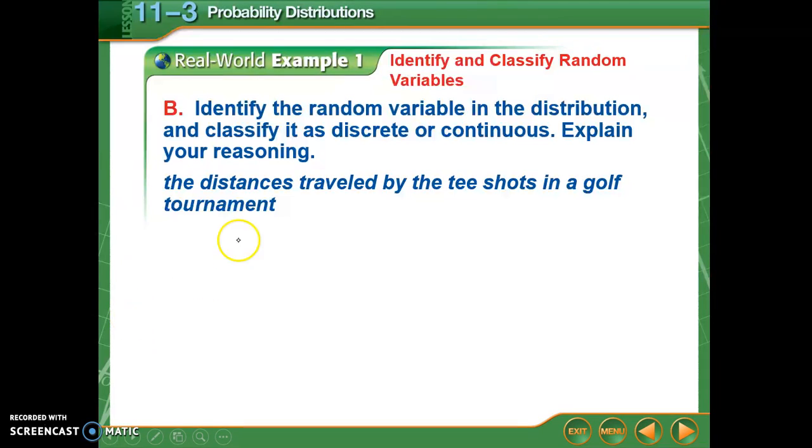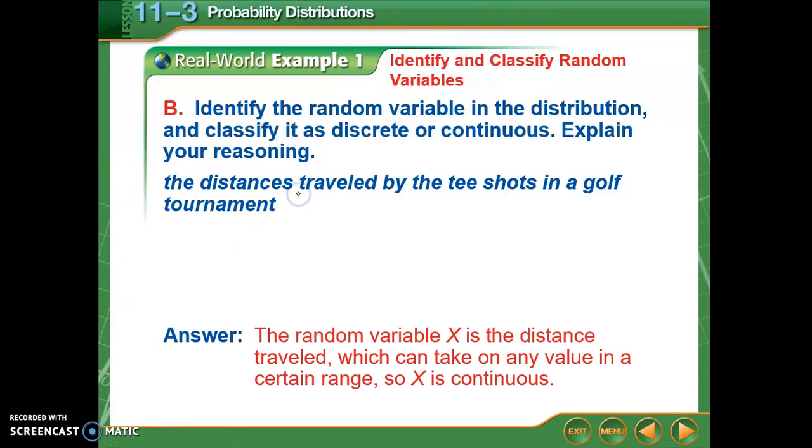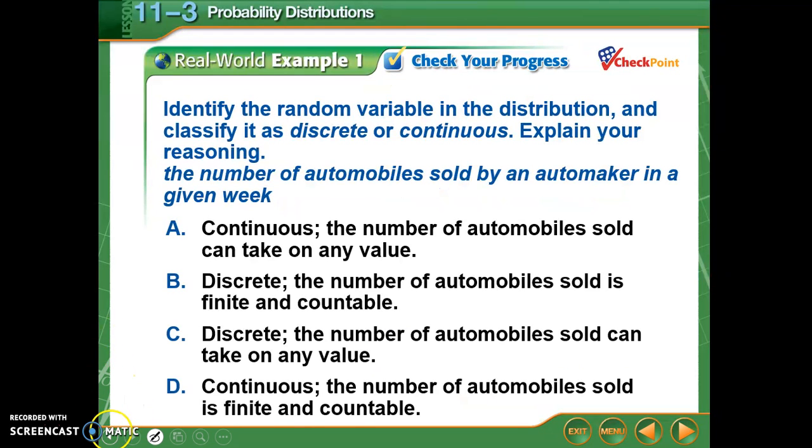All right, part B, same idea. The distances traveled by the tee shots in a golf tournament. So here when we're talking about distance, that's going to be our random variable. The distance is what's changing, and it can take on any value. I can go 20 feet, 20.5 feet, 20.575 feet, right? Distance is continuous, so here my random variable is continuous. All right, I want you guys to try this one, same idea.